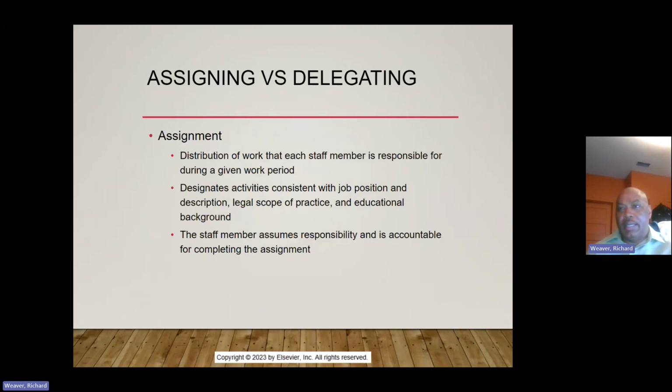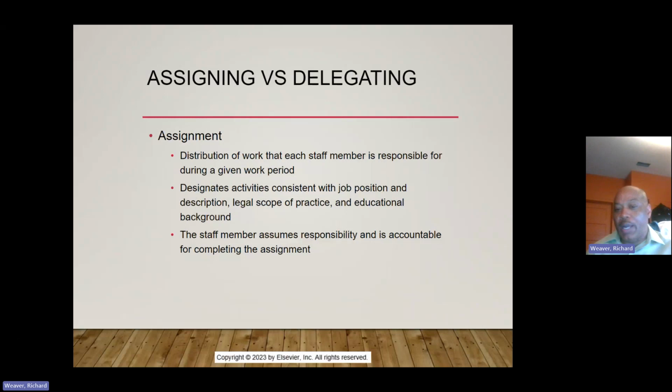Or the assistive personnel may go in and give a bath, or pass out trays, or something like that. It's all a part of their job. And so this is not delegating. It's just a part of, again, the job description. Now, an assignment designates those activities that a staff member is responsible for performing as a condition of employment. All right, this is what they were hired to do. And it is consistent with the staff member's job position, and, as I mentioned, job description, their legal scope of practice, as noted, of course, in the Nurse Practice Act.